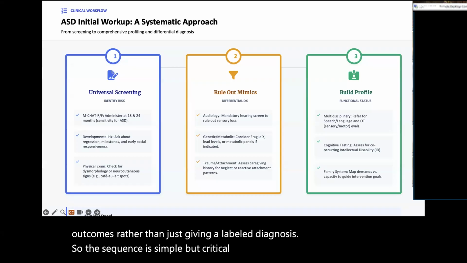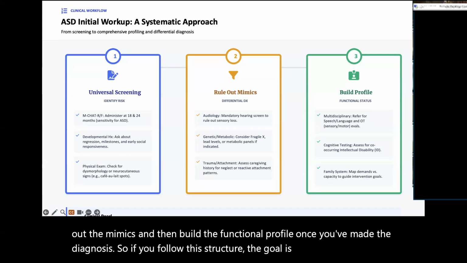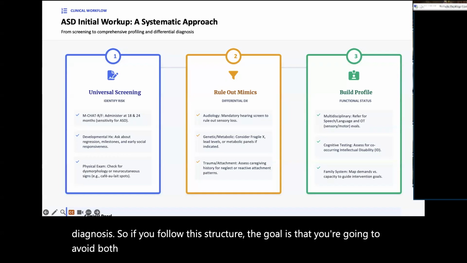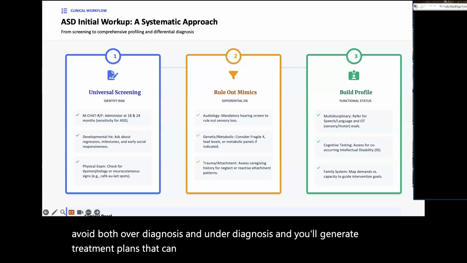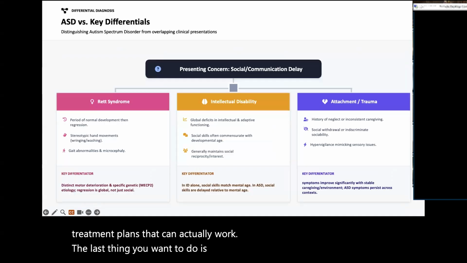So the sequence is simple but critical. First step is screen. Next step is rule out the mimics, and then build the functional profile once you've made the diagnosis. If you follow this structure, the goal is that you'll avoid both overdiagnosis and underdiagnosis, and you'll generate treatment plans that can actually work. The last thing you want to do is demoralize a stressed-out parent dealing with a developmentally delayed child.